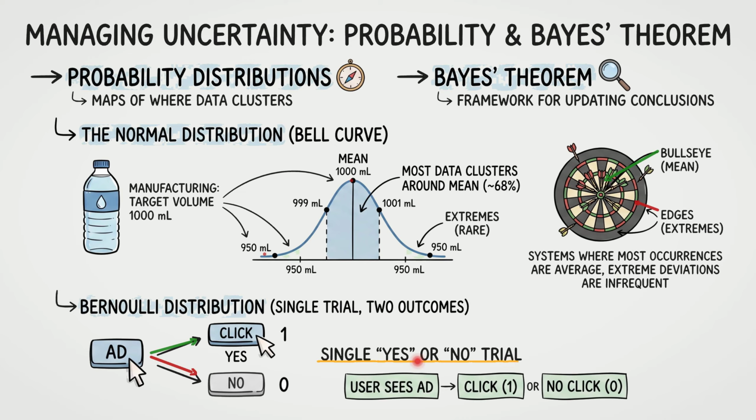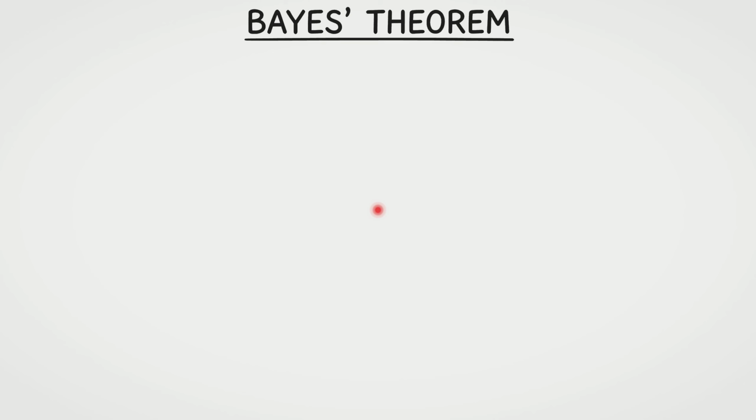While probability distributions map out our starting expectations, what do we do when a user's behavior, like wearing an expensive suit, gives us a new clue? To update our probabilities based on fresh evidence, we turn to the math of Bayes' theorem. Bayes' theorem is essentially the mathematical engine for updating probability based on new information.